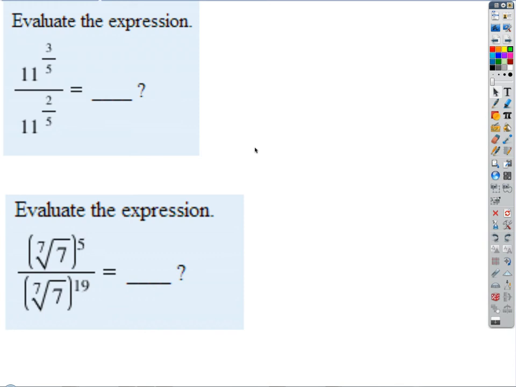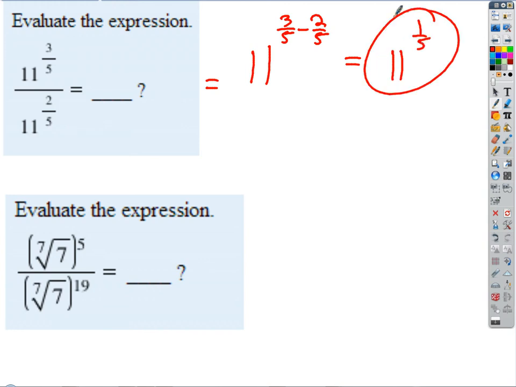So what's bigger, 3/5 power or 2/5 power? 3/5, right? So we're going to keep the 11 on the top. And we get 11 to the 3/5 minus 2/5. So what is that? Yeah, 11 to the 1/5. Done.